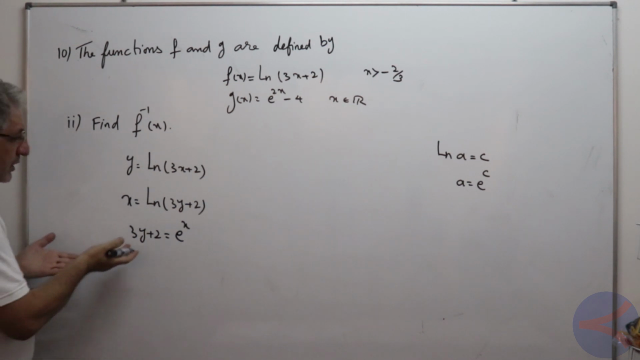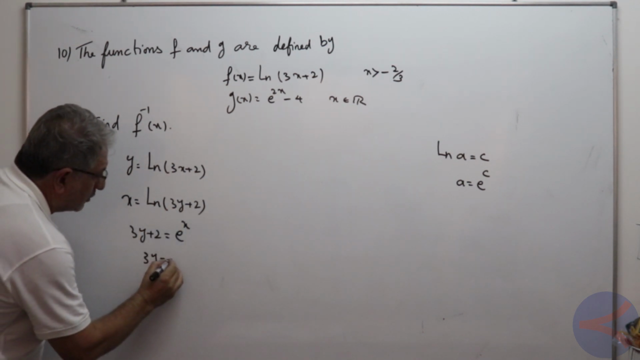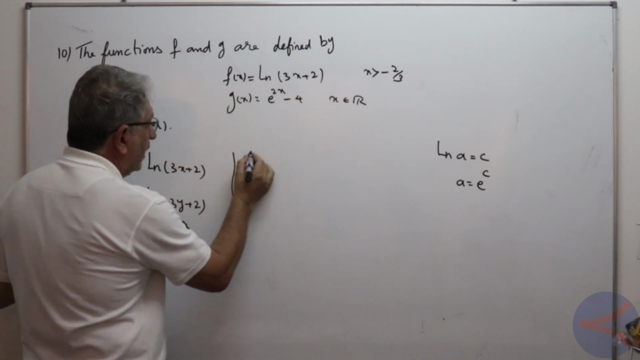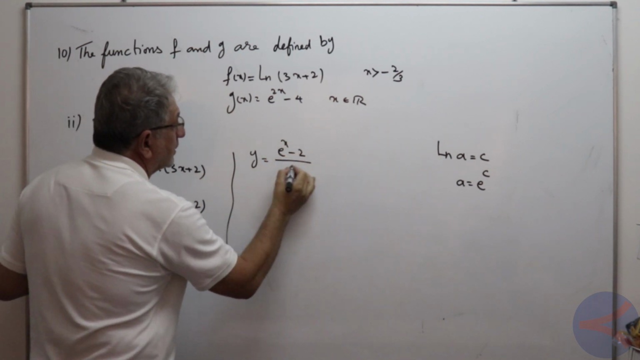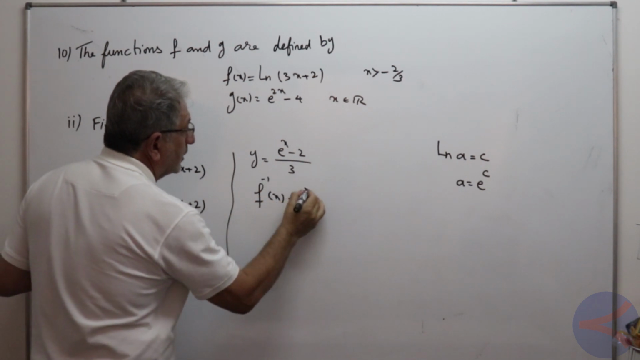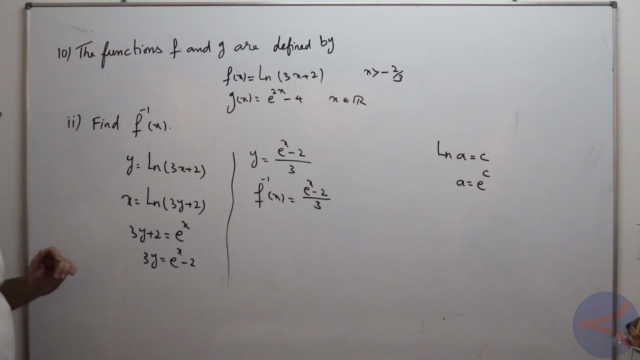Now it's very simple, it's a linear equation. Take 2 to that side, therefore 3y is equal to e to the power of x minus 2, so that y is equal to (e to the power of x minus 2) divided by 3. That is your f inverse of x, (e^x − 2)/3.